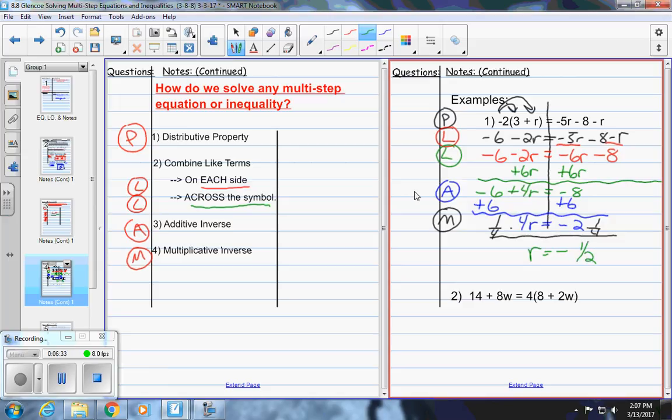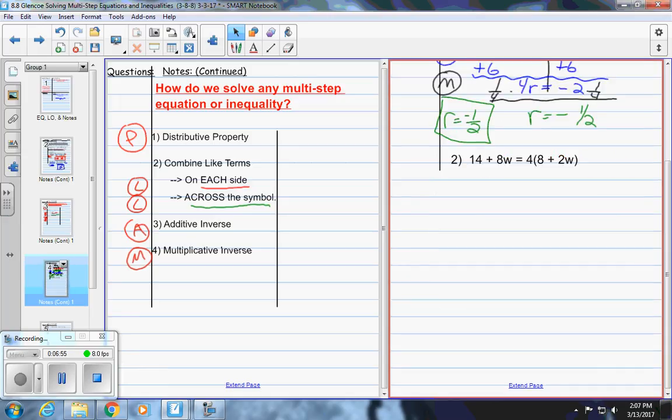And the reason I actually started with this problem as an example is I'm trying to teach you that these special solutions of no solution and all real numbers do not happen a lot. So one more time, these special answers of no solution and all real numbers do not happen a lot. But it is possible for them to happen. So let's look at number 2.